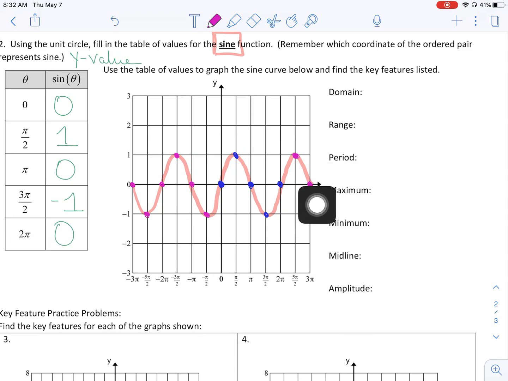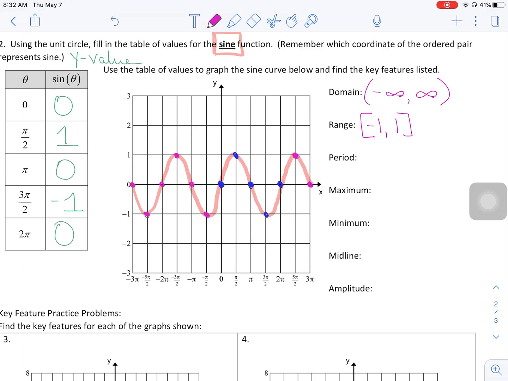Okay? Domain, we're looking left to right. This is a smooth, continuous curve, no gaps, no breaks. So negative infinity to infinity. Okay? Range, we're going to look at our minimum to our maximum, and this curve bounces back and forth between those two. It does not ever break out of them. So our lowest point is -1, our highest point is +1.